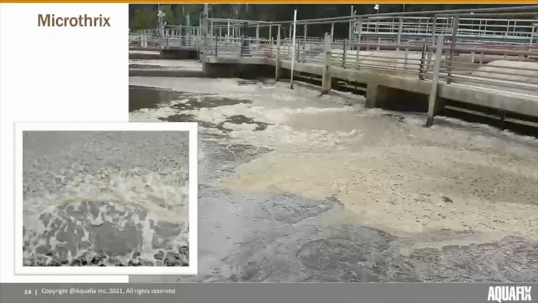Here's another example of some Microthrix foam. This is pretty typical of what I'd see in an oxidation ditch. There's a little less agitation, so the foam is not quite as thick as it could be in some other cases, but it can kind of cover everywhere, and this can also limit oxygen diffusion into the bulk liquid.